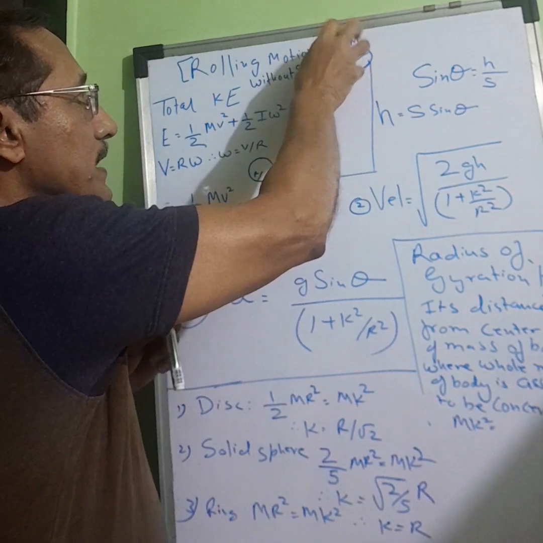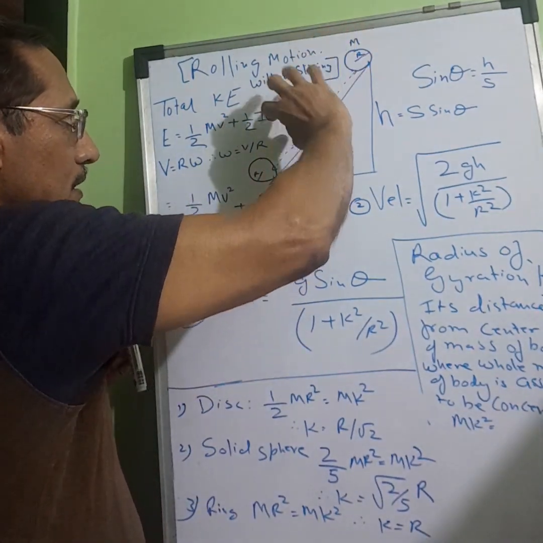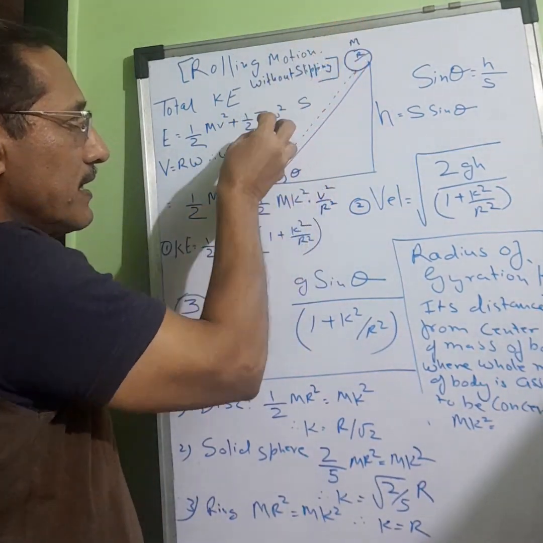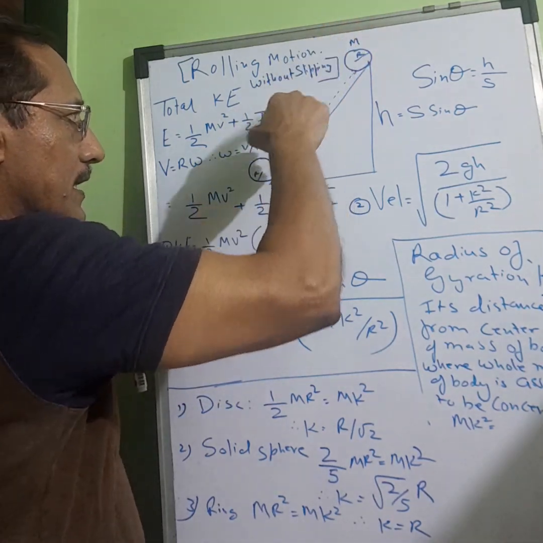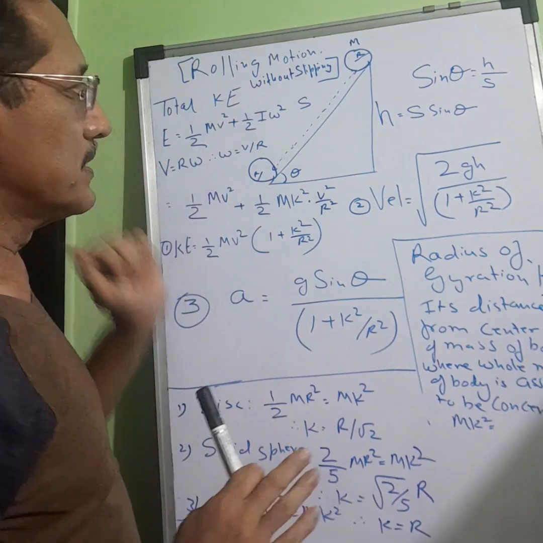Now it's rolling, so it won't skid, it would keep on rolling. There shouldn't be any skidding or any slipping. So it has to roll like that and come. That's the requirement.